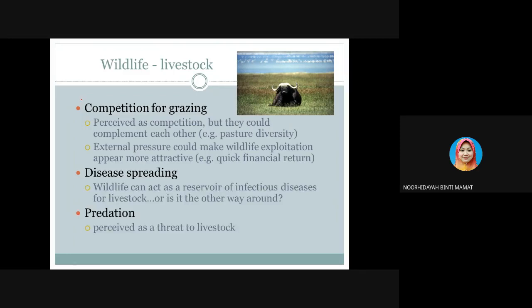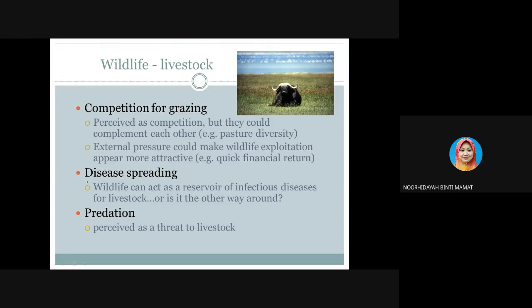Wildlife are often perceived by livestock farming communities as competitors for resources, such as land and water. So in this context, the following issues should be considered. For example, competition for grazing. That is perceived as competition, but they could complement each other. Also, external pressure could make wildlife exploitation appear more attractive, and there is also the relationship with disease spreading.